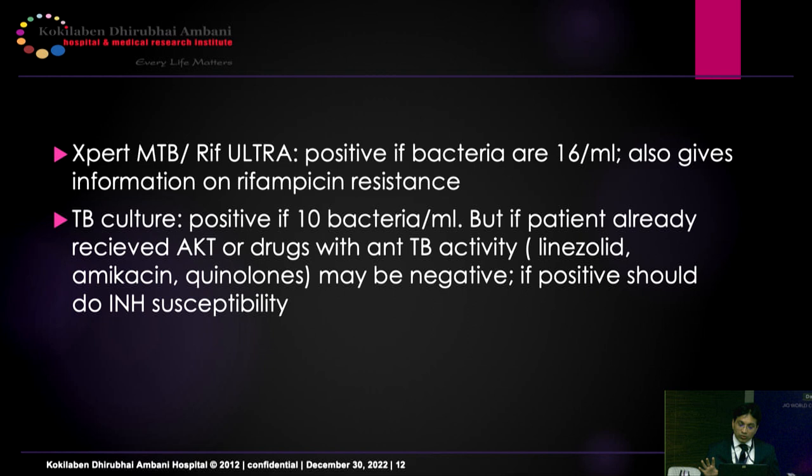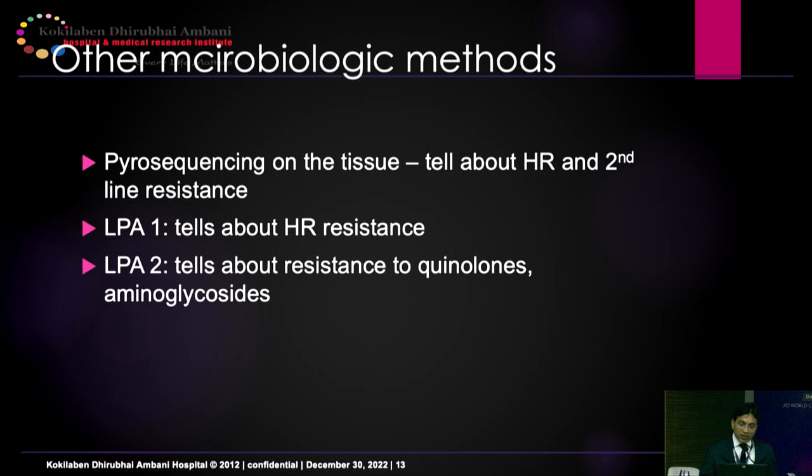And if positive, we should do INH susceptibility. So I think this is a part of my practice. Whenever I do a biopsy, the first thing I would do is histopathology and at least a GeneXpert to rule out tuberculosis. And other microbiologic methods, later on you can do spoligotyping. Eventually, after 3 weeks, it tells about INH resistance and second line drug resistance.